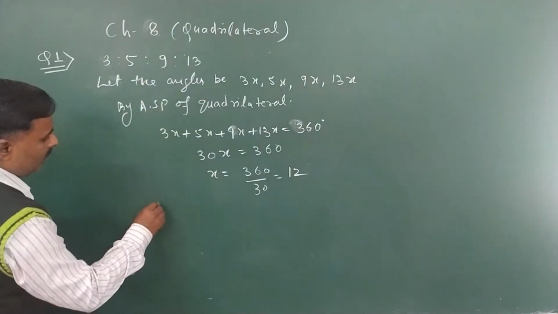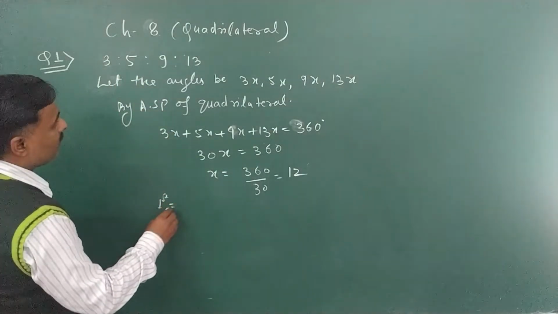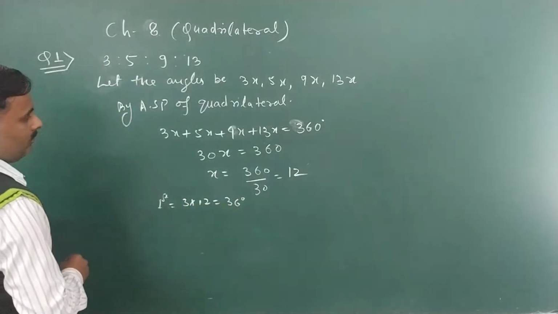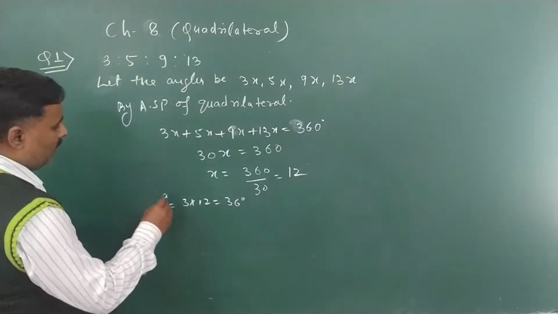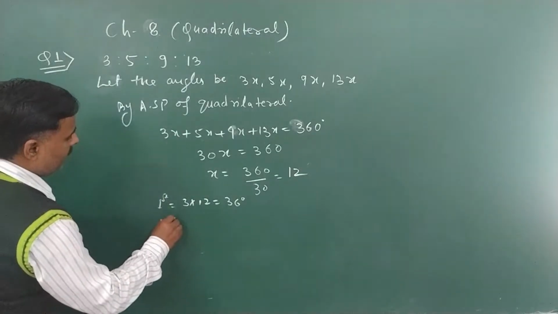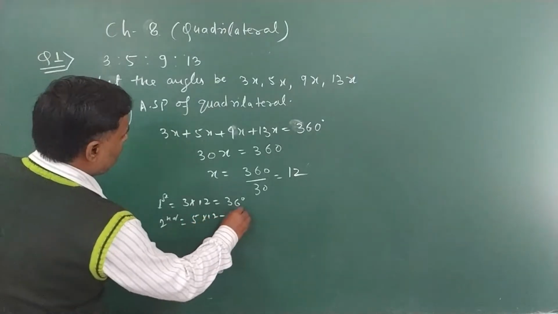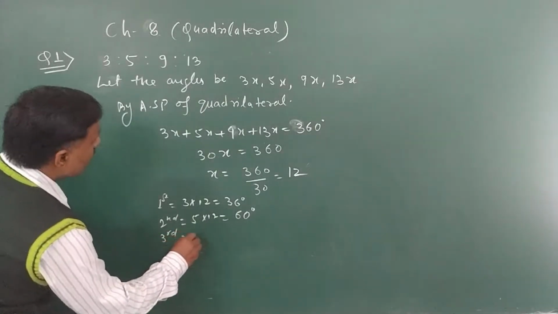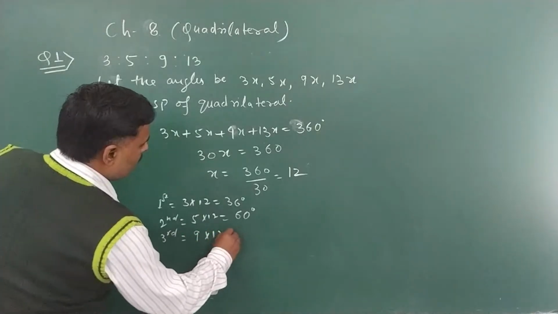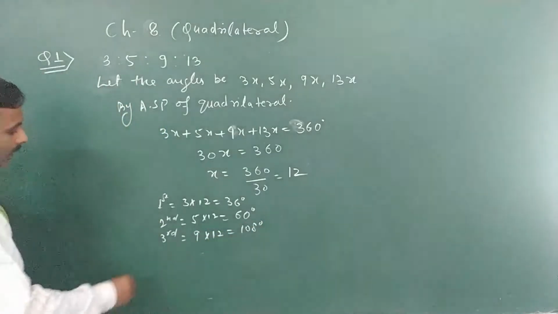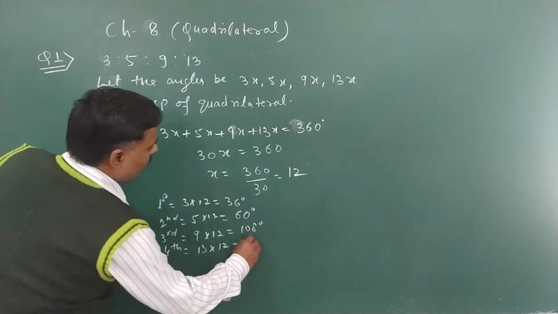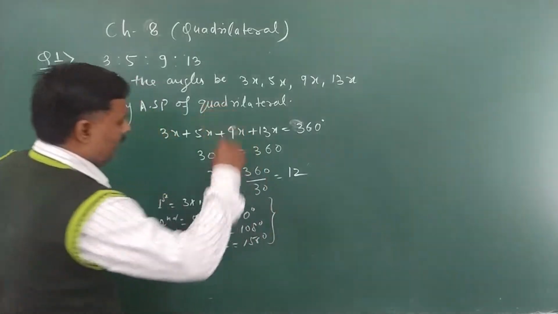So what about the angles? Writing it out, the first angle is 3 into 12, 36 degrees. The second angle will be 5 into 12, 60 degrees. The third is 9 into 12, 108 degrees. And the fourth is 13 into 12, 156 degrees. So these are the angles.